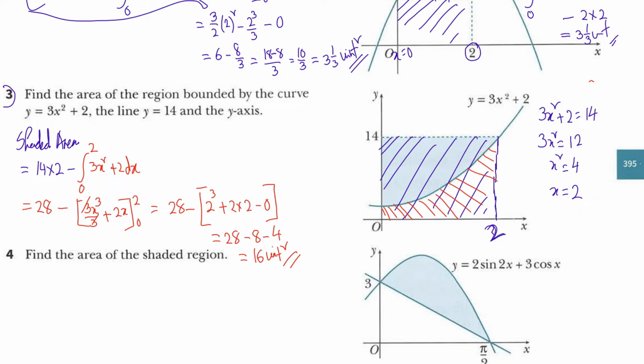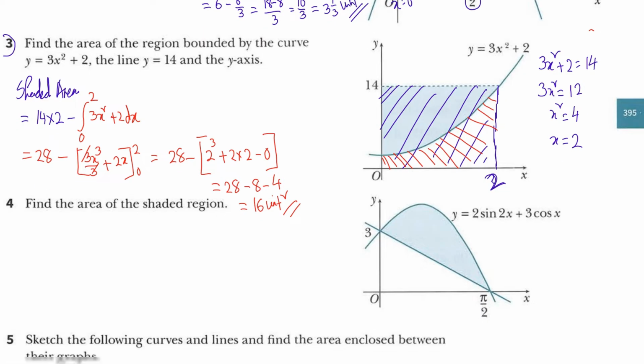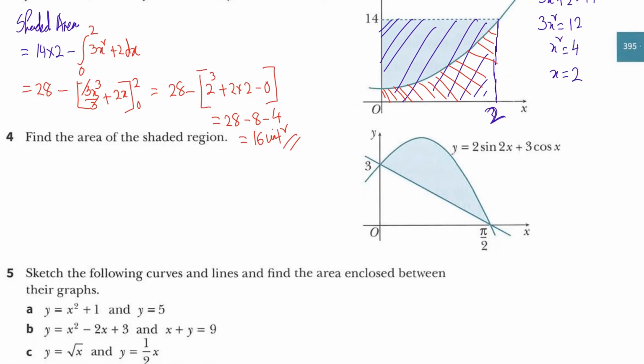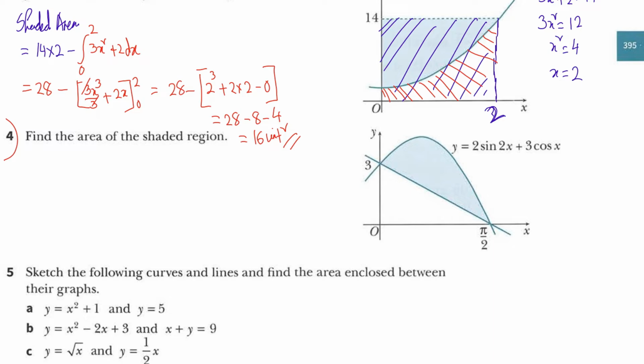Hope you understood this question, how we are solving this type of question. Next question is question number 4. Let me try question number 4 as well. The shaded region is given here, so we can easily do that. The full area under the curve, the red zone area, we can find from here. This is under the curve.